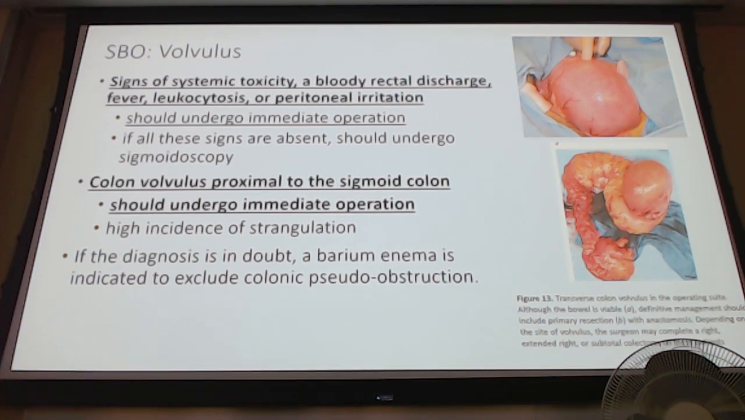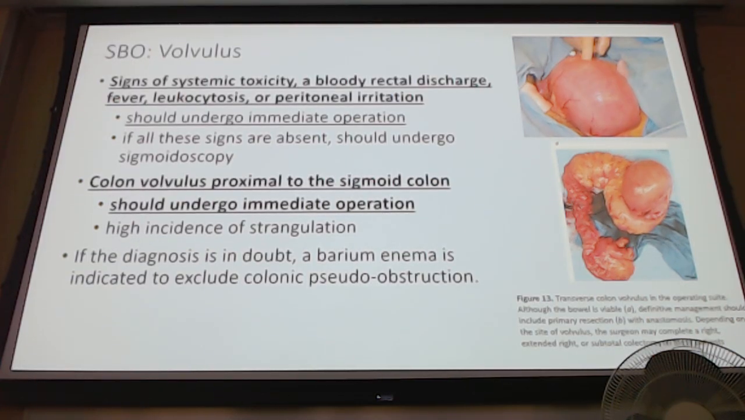All right. Signs of systemic toxicity, you'll have bloody rectal discharge, fever, leukocytosis, peritoneal irritation. If any of those things are present, we should probably go to the OR immediately to try to resolve it before it perforates. If you have peritoneal irritation, more than likely it has perforated already. If those symptoms are not there, you should probably just do a sigmoidoscopy, at least initially, to make sure that it is not within the colon. Colon volvulus proximal to the sigmoid should go to operation immediately.